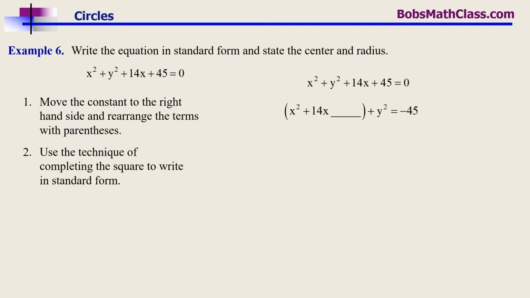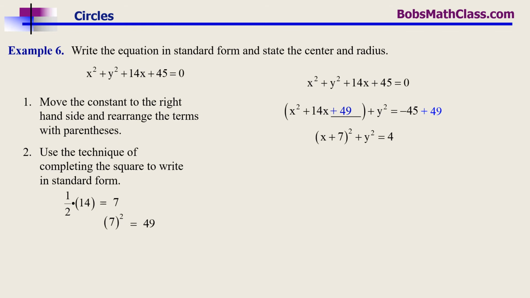Okay, half of 14 is 7, and then we square it. 49. So we're going to add 49 on the left and on the right. So on the left-hand side, it's going to be x plus what number? It's a plus because it's a plus 14x. It's going to be the number before you square it. So it'll be plus 7. And then the y squared stays the same. And negative 45 plus 49 is 4.